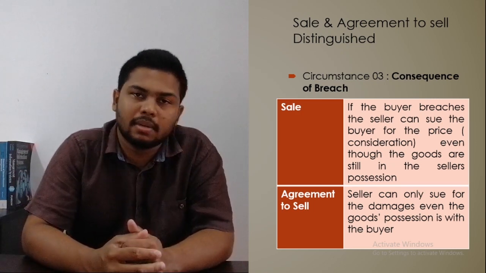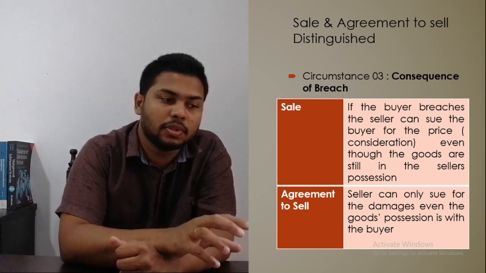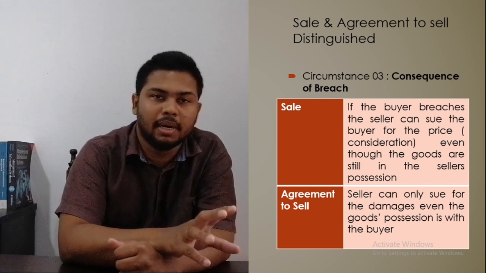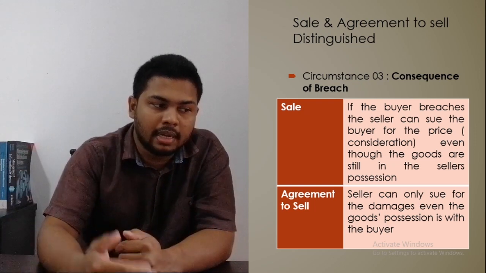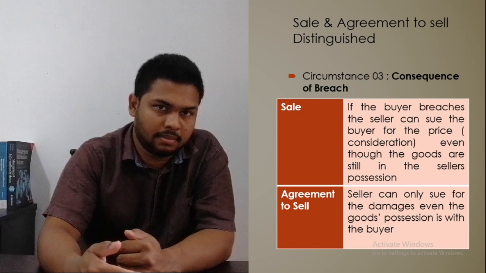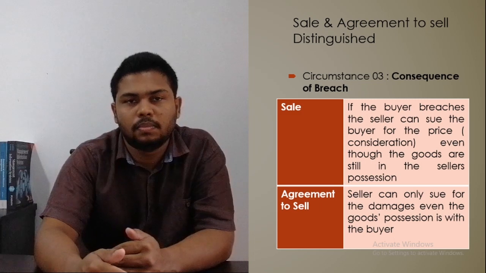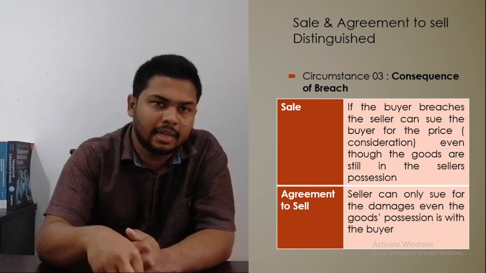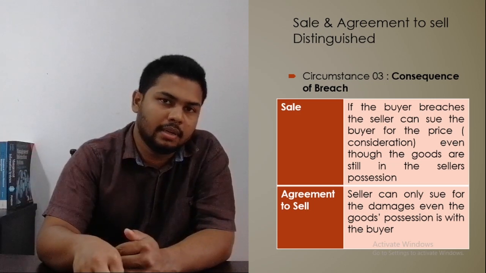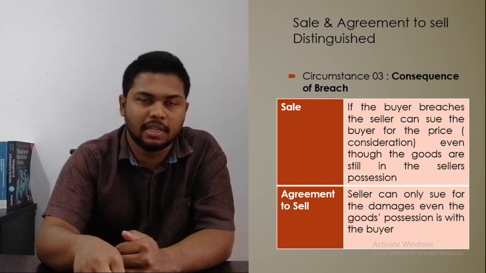Second one is agreement to sell. Now, if you have an agreement to sell, read carefully. The seller can only sue for the damages, even if the goods are in the possession of the buyer, right? Whatever damages he is experiencing, that is all he can sue for. Okay, so these are the consequences of breach of a contract.